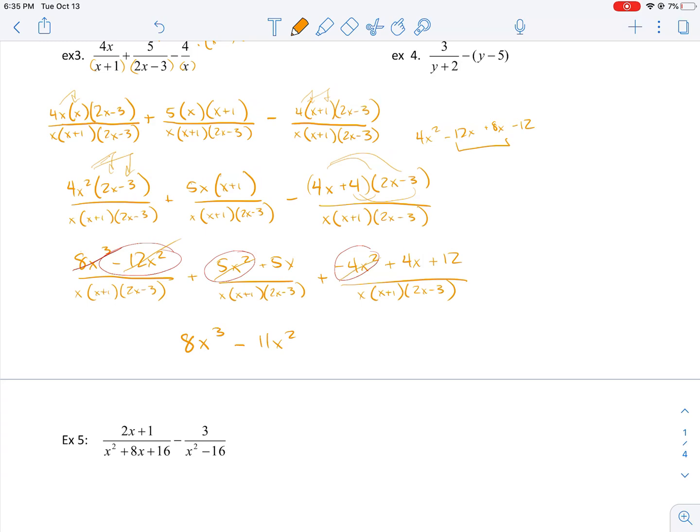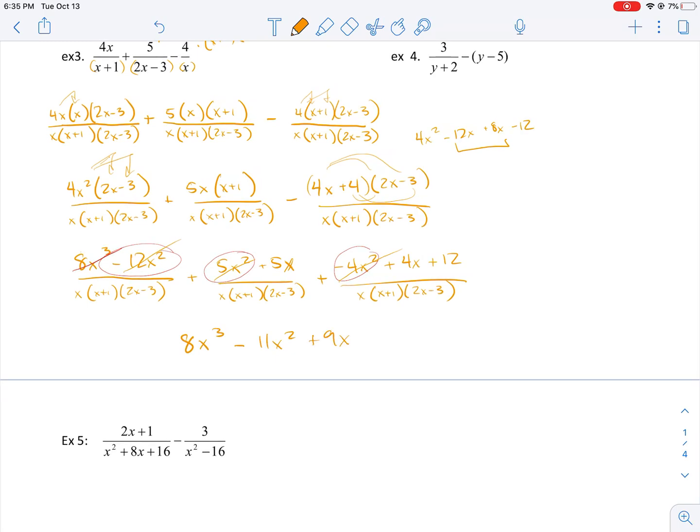So those guys are gone. I'm going to add the 5x's, or all the single x's together. So 5x plus 4x will give me a 9x. And then finally, I just put the 12 at the end. And then finally, x plus 1, 2x minus 3.